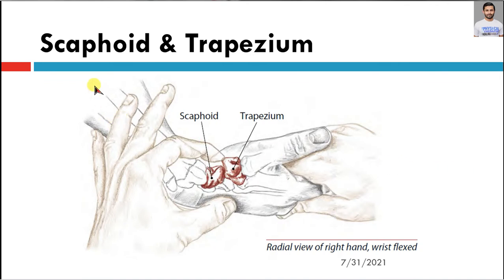Now coming to the scaphoid and the trapezium, again keep on moving the thumb and you can feel the trapezium and the scaphoid. If you keep on moving, there will be a bump. With movements of the thumb, there can be a bump like this, and the higher part will be the trapezium and the lower part will be the scaphoid.